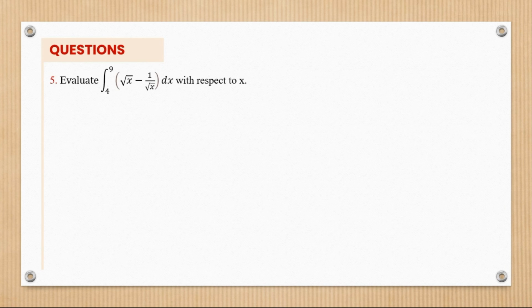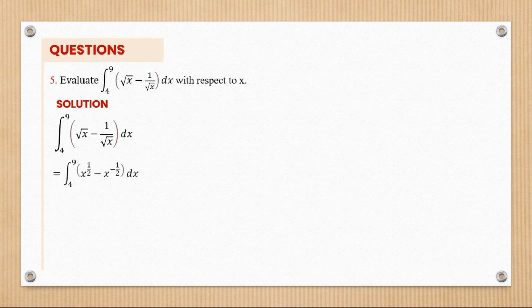Alright, so question number 5, we're being told to evaluate. Now this is another integral, and the limits are 9 as the upper limit and 4 as the lower limit. So this is root of x minus 1 over root of x, dx. So we're being told to solve this with respect to x, so evaluating it. So let's solve this together.